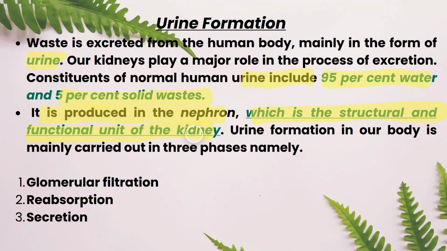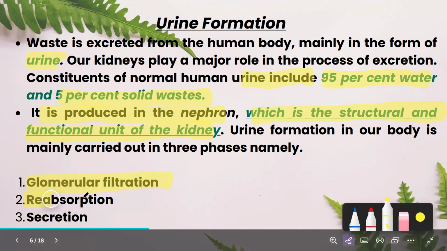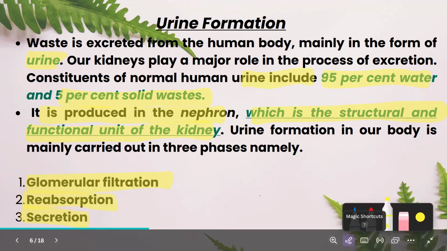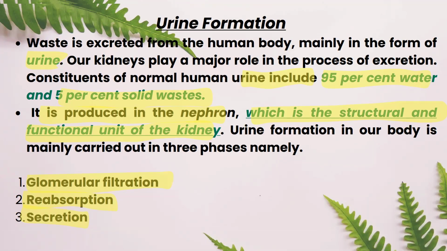It is the nephron only. Urine formation in our body is mainly carried out in three phases or three steps. The first one is glomerular filtration. Next, reabsorption. Last one, secretion. What is the name of the first one? Glomerular filtration, then reabsorption, and secretion. These three steps are very important for your examination. Whenever you write urine formation, you have to write these three steps, which we are going to learn very soon.